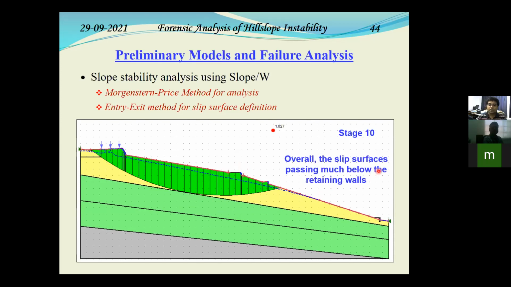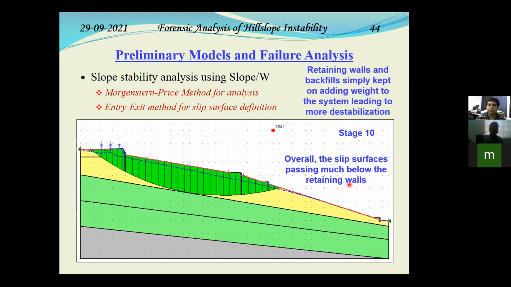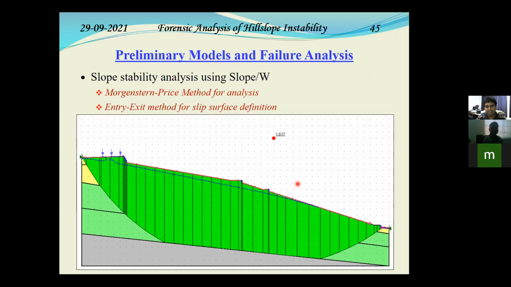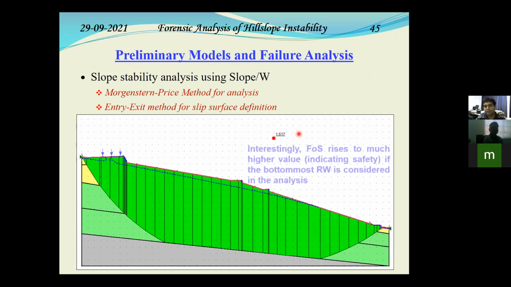So that means overall, all these slip surfaces, what we are seeing, are passing much below the retaining walls. And basically the retaining walls, which were supposed to prevent or protect, are on the other way adding more weight and leading to more system destabilization. Interestingly, when we analyzed the retaining wall 4, which is at the very bottom, you can see that the stability has increased significantly, which gives an apparent indication that retaining wall 4 would have stopped the further movement, but it really did not happen in the field.